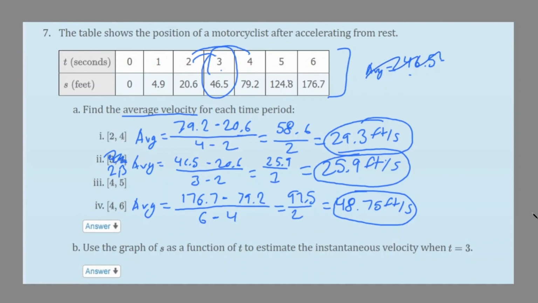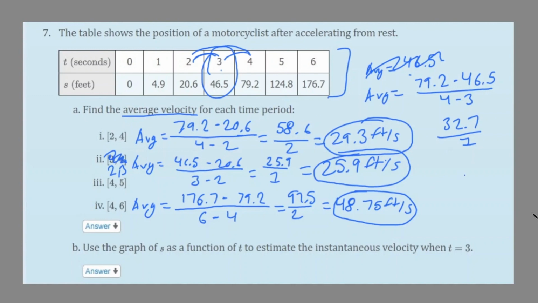So we need to find the average velocity from 3 to 4 in order to help us get the answer to B. So from 3 to 4 it would be 79.2 minus 46.5, and then on the bottom would just be 4 minus 3. So 79.2 minus 46.5 is 32.7 over 1. That's it. That's the velocity from 3 to 4. And we know the velocity from 2 to 3.